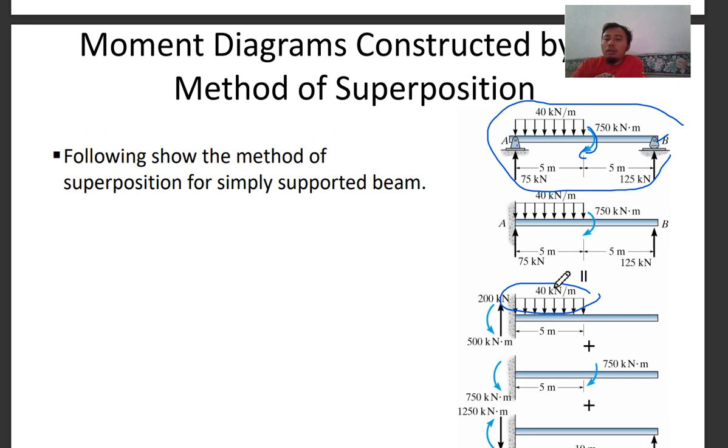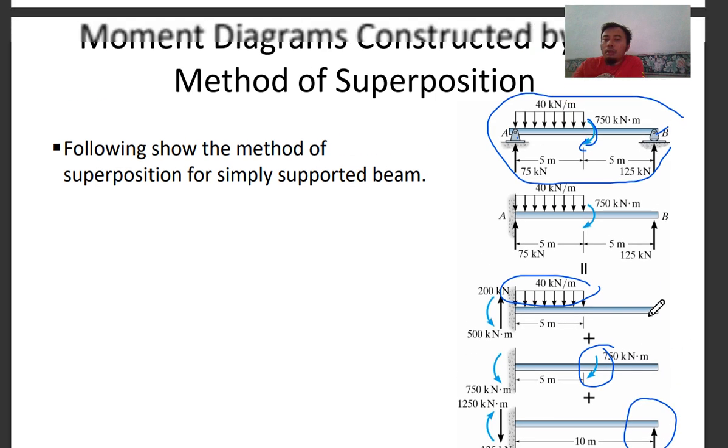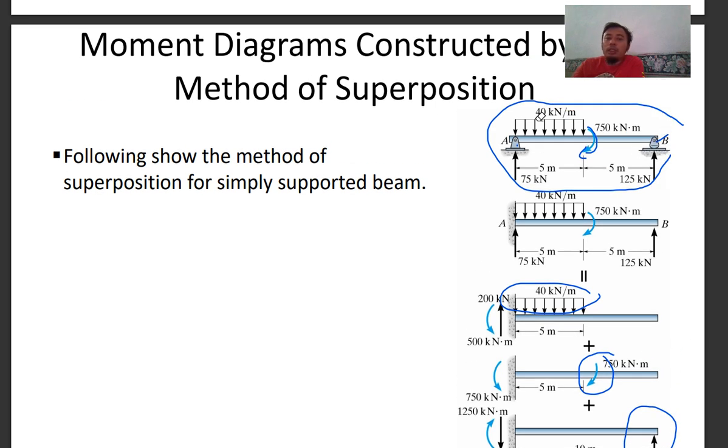So you have 40 kilonewton in this cantilevered beam, plus the moment acting at the center, cantilever beam, and then a cantilever beam of point load because of the reaction here. So this method is a superposition method where you separate the loading to solve for a simpler solution, because of the combination load.